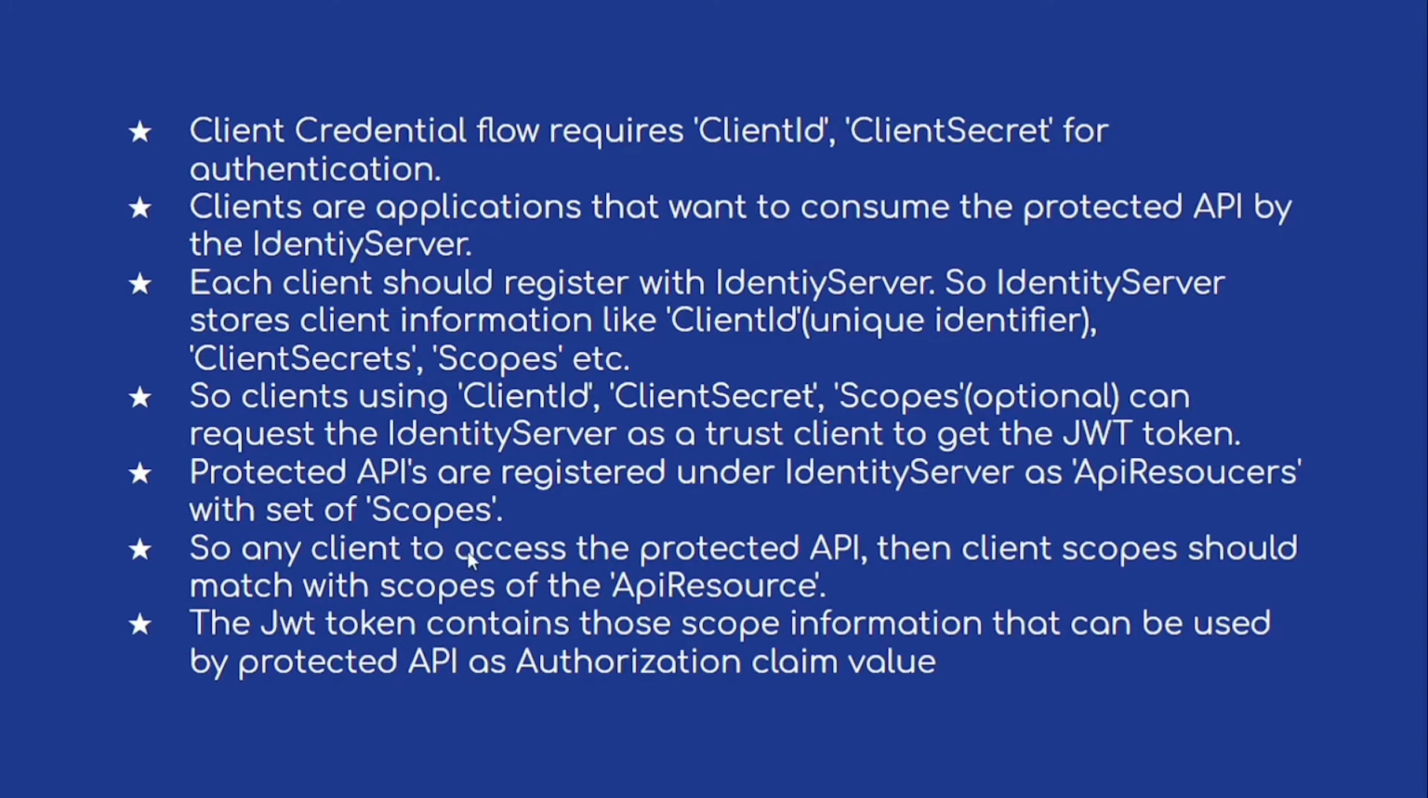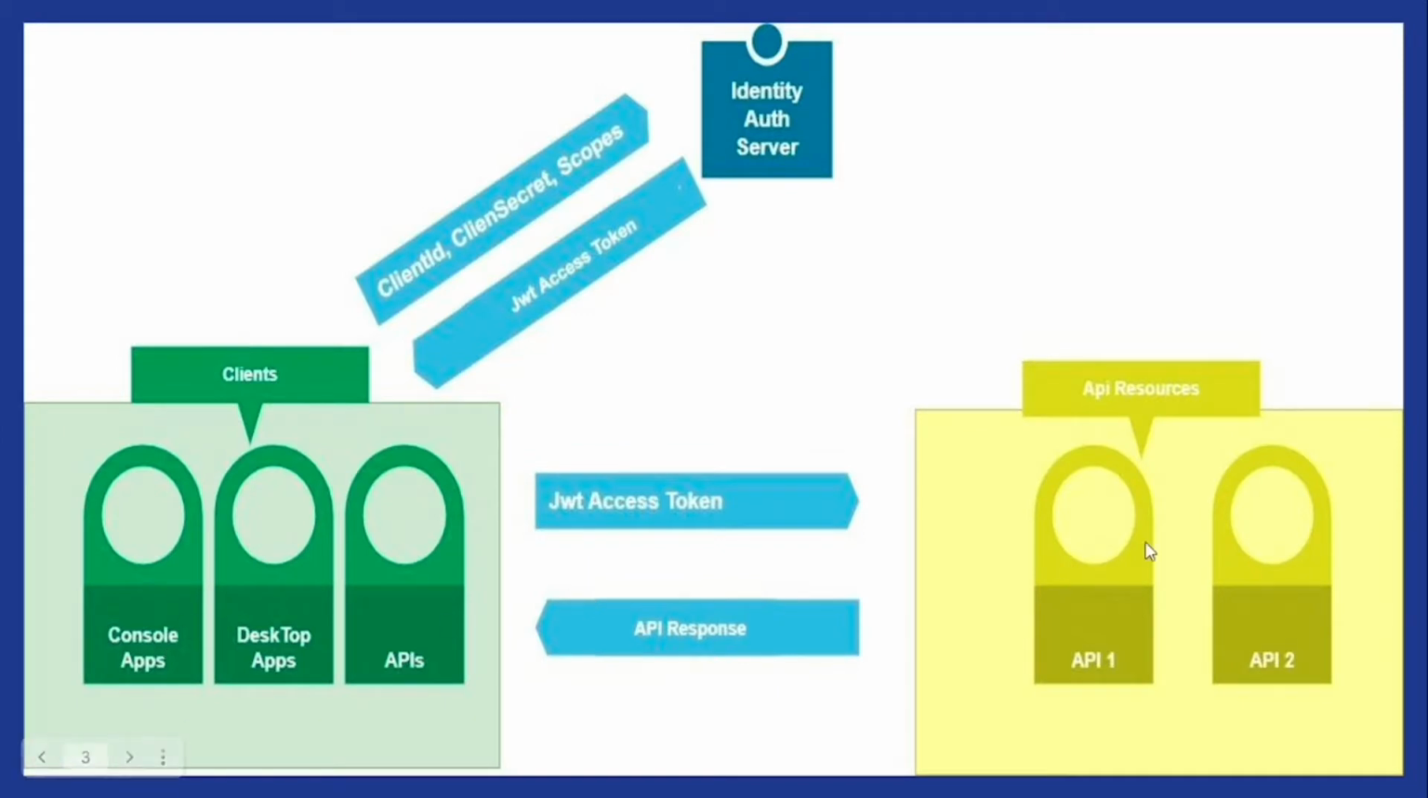So for any client to access the product API, the client scopes should match the scopes of the API resources. Any client that wants to consume this protected resource, I have mentioned, it has scopes and will store them. Those scopes must be matched with the client scopes. That means this client has permission to consume that particular API resource.